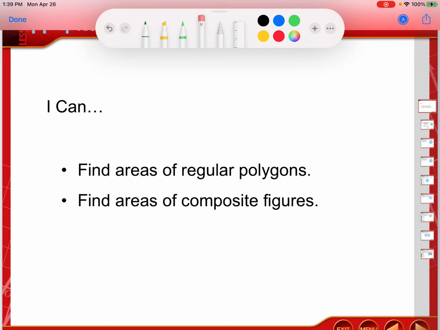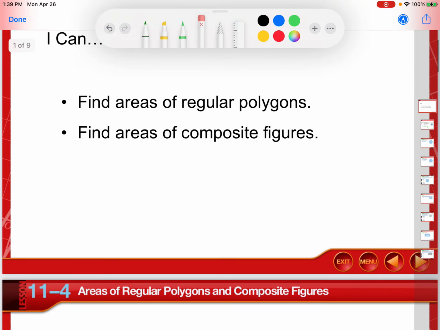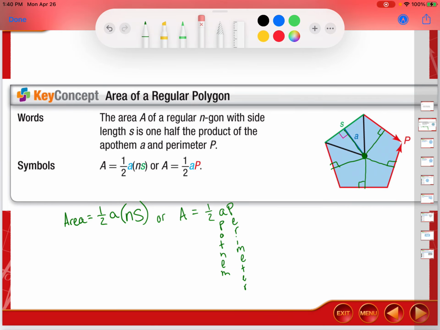Okay, so today we're going to talk about finding the area of regular polygons. This is going to be a two-part video. We're going to talk about composite figures afterwards, but just looking at regular polygons to start off with. How we find the area of a regular polygon is we use this lovely formula here.